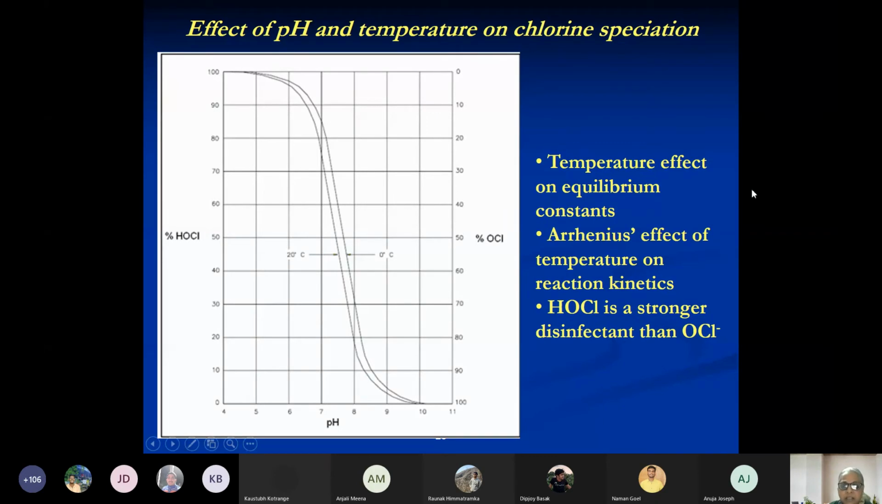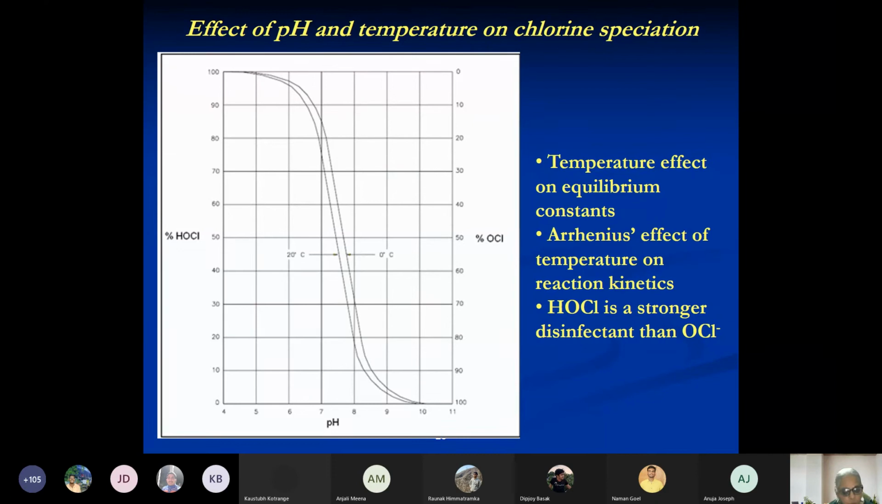That's basically the Arrhenius effect of temperature on reaction kinetics, and that is another factor that will affect the efficiency of disinfection. At this point, I won't go into the details about why HOCl is stronger, but you will have to accept the fact that HOCl, which is a neutral molecule, is a stronger and better disinfectant compared to OCl minus.